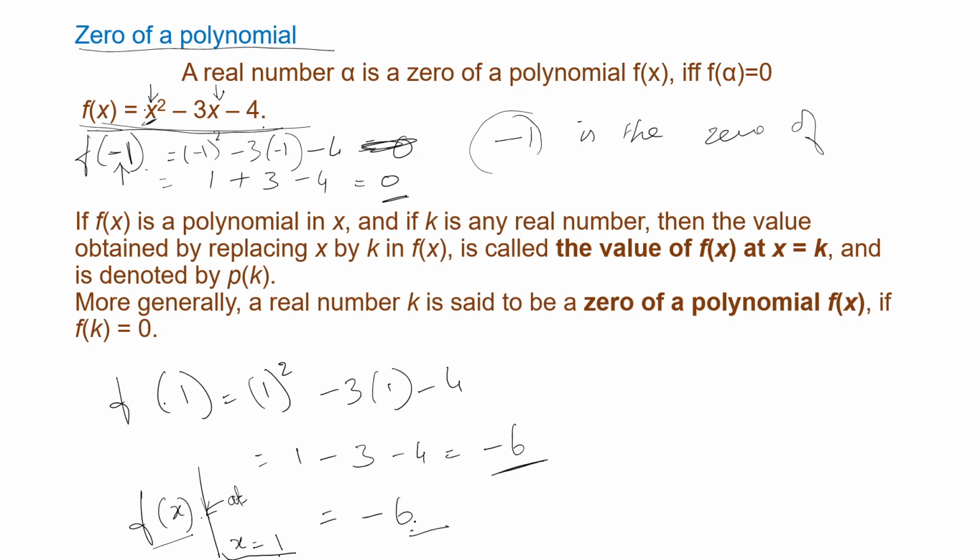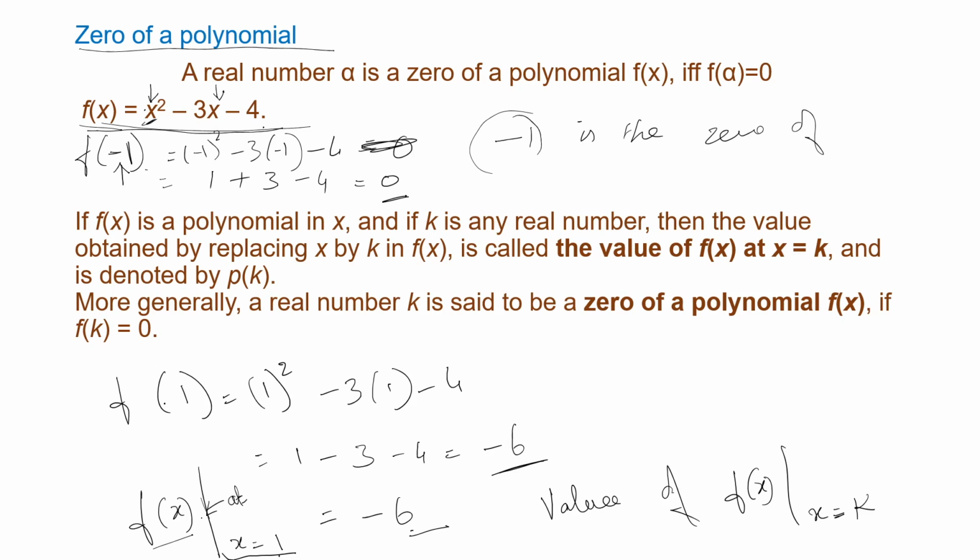Okay. So this is the value of f of x at x is equal to k, where k is any real value in general. Okay. Is this clear?